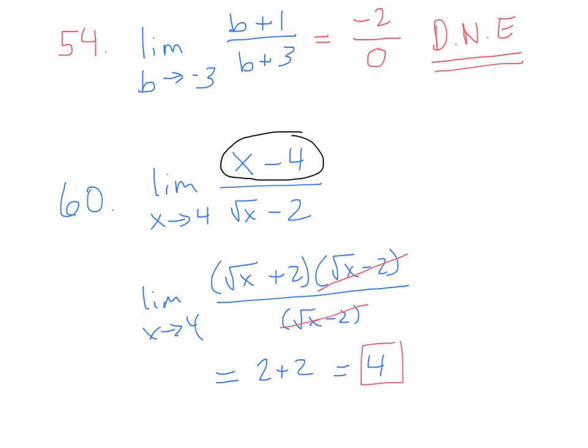Let me point out that I forgot to do this, but up here, when I plug 4 in to begin with, I do get an indeterminate form. I get 4 minus 4, which is 0, over square root of 4, which is 2, minus 2, which is 0. Don't do the factoring trick unless you have an indeterminate form. If you can just plug it in and get an answer, you're done. You could stop. Or if you get a negative 2 over 0 or something like that, you can stop and say does not exist. So I only went through this factoring process because I ended up with that 0 over 0.